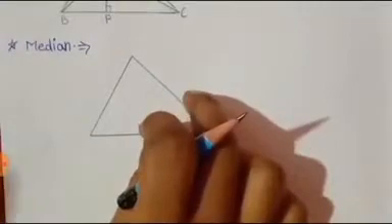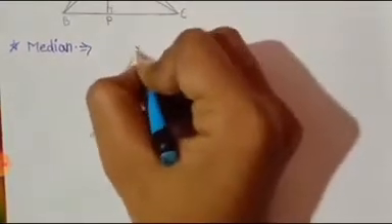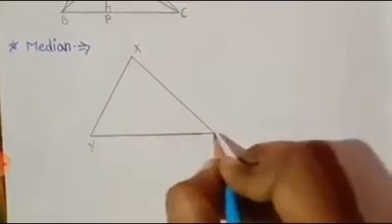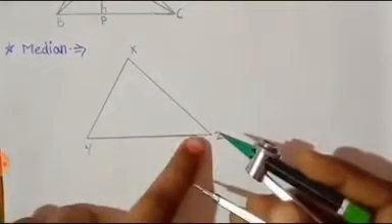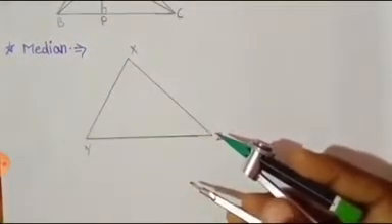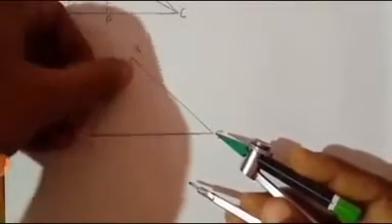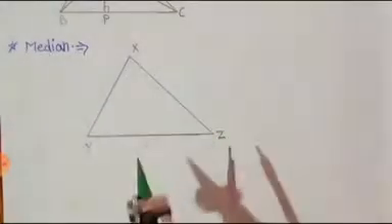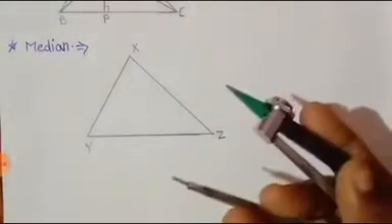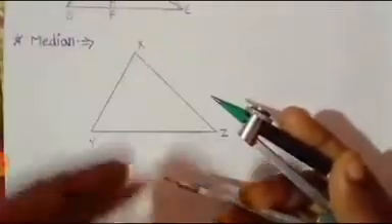Come to the median. Suppose we have a triangle. We will give the name of this triangle XYZ. Students, we want to draw the median. Median means a line that divides the triangle into two parts. It is called a median. A median is not straight, while an altitude is always straight. Altitude is always straight and makes 90 degrees. A median can't be straight; a median is slanted.